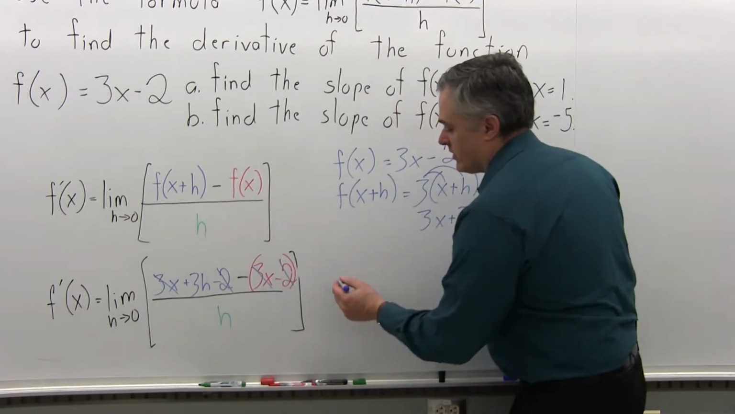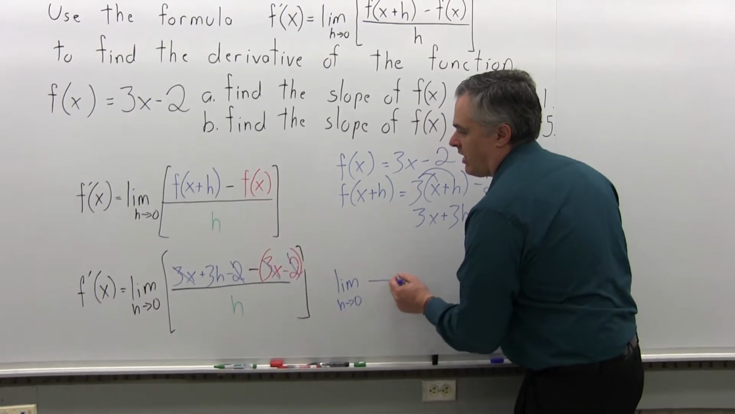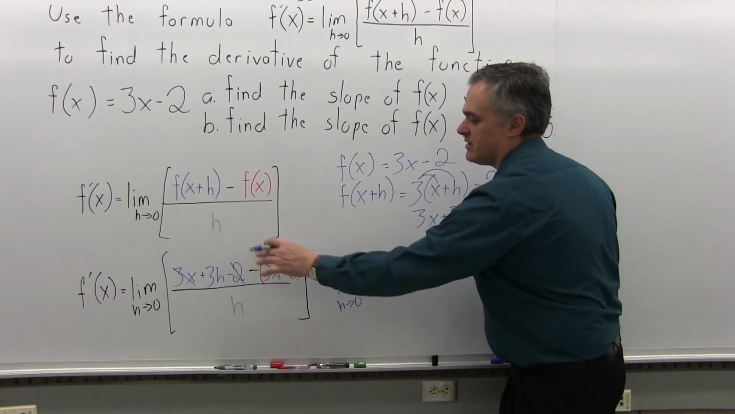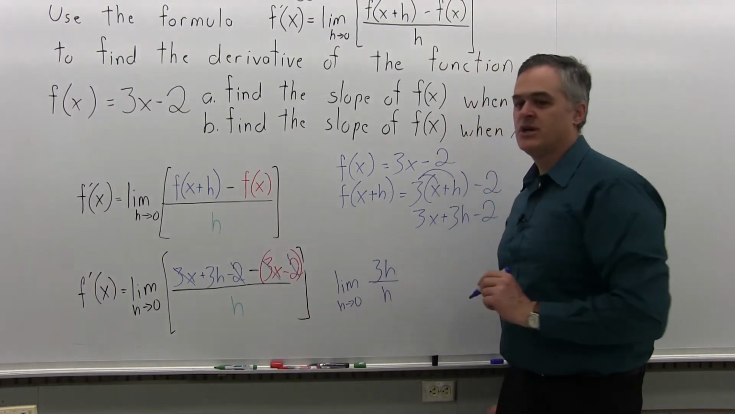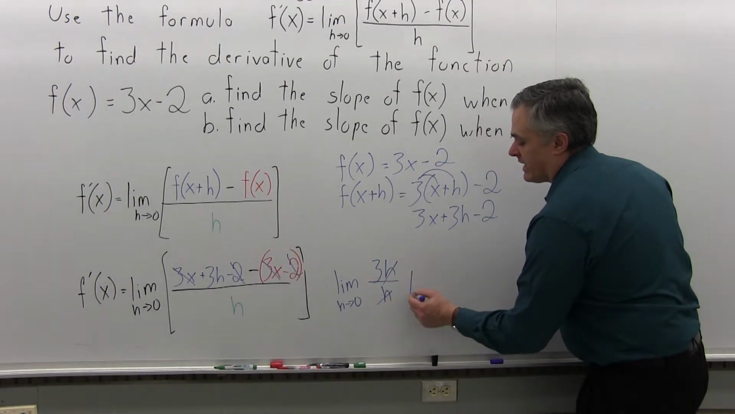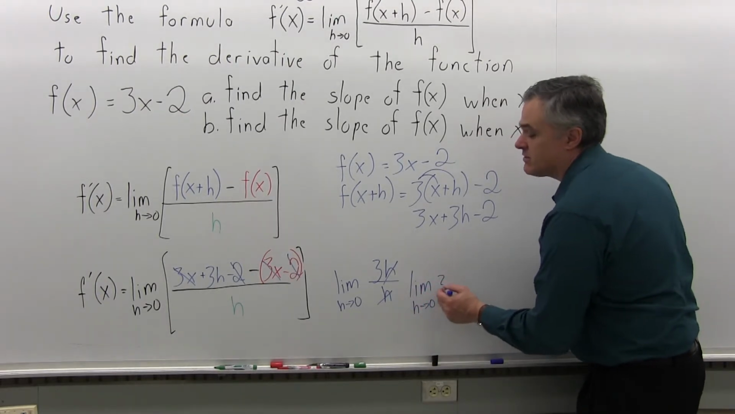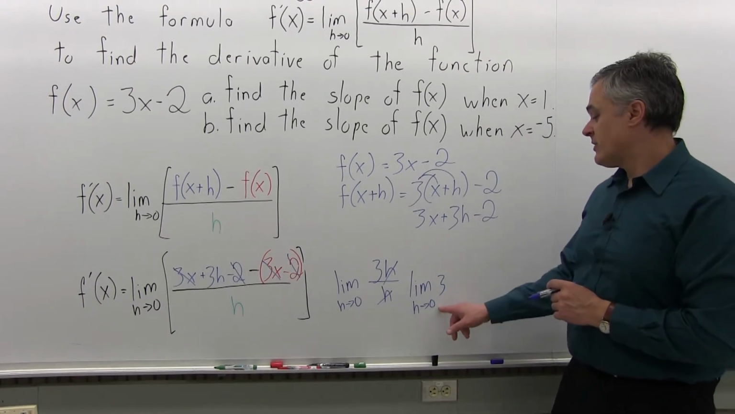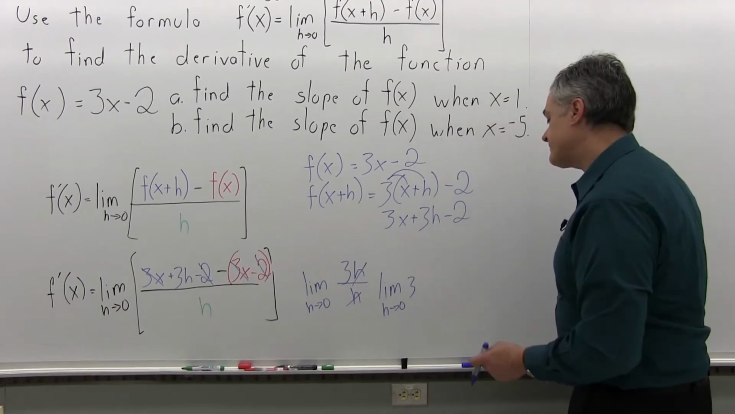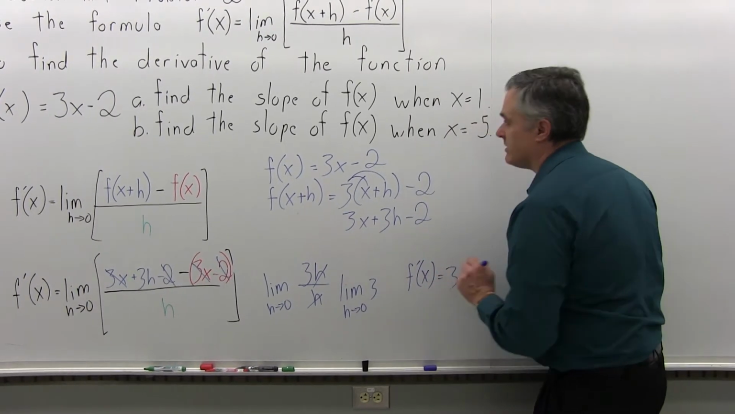And now what I'm left with is I'm taking the limit as h approaches 0 of what's left in the top, which is 3h after I cancel the other parts. And in the denominator, I still have an h. So now the h in the numerator can cancel the h in the denominator. So what I need to do is take the limit as h approaches 0 of just 3. So now there's no h left to run down to 0. The answer is 3. So I can say f prime of x equals 3.